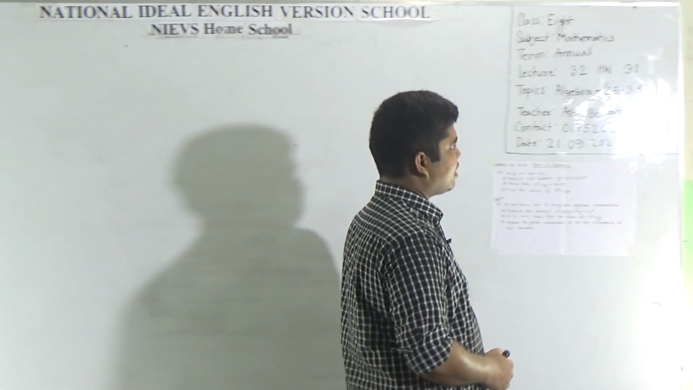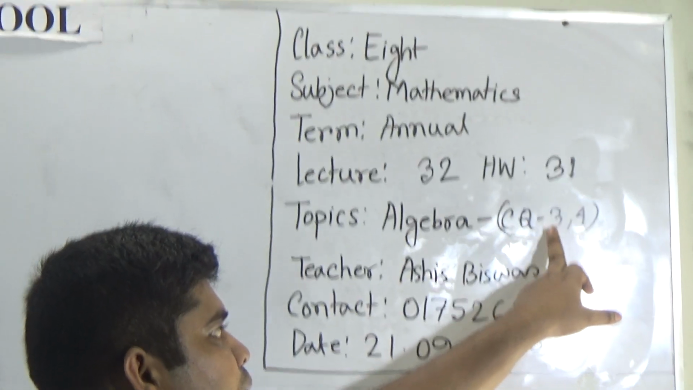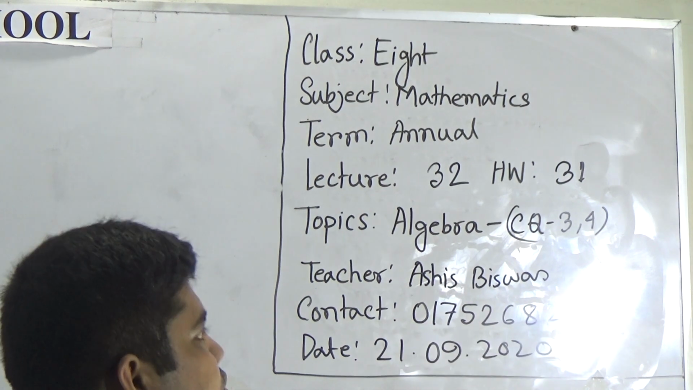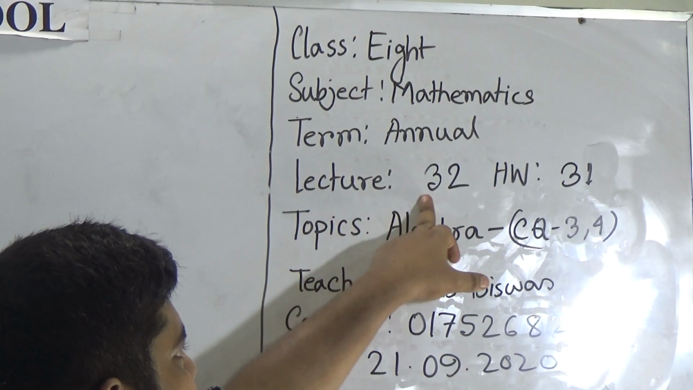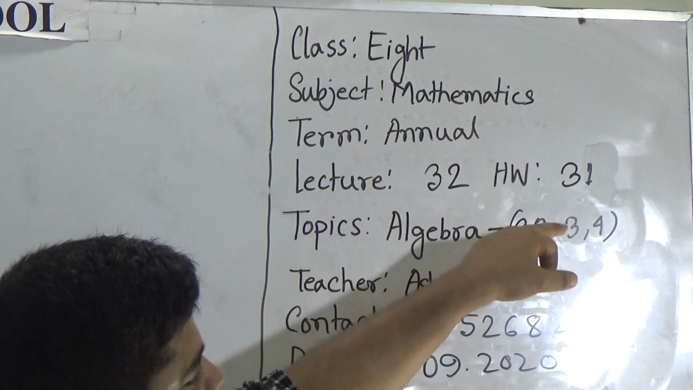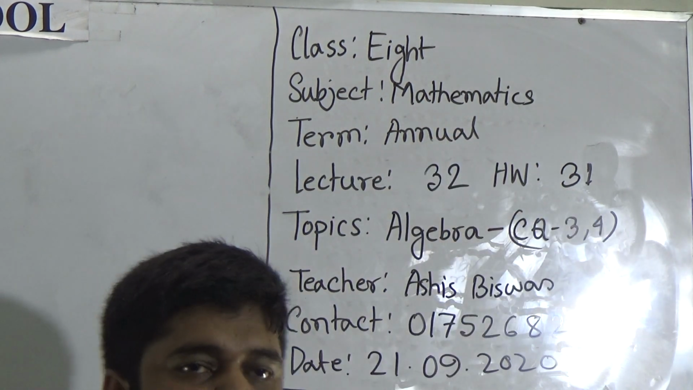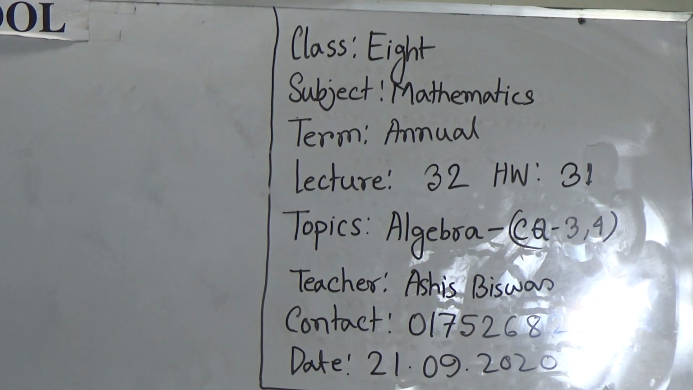My dear students, in our class we shall solve question number 4 as your CW and question number 3 will be your SW. So let us start our class. Today is our lecture number 32 of the annual term and today's SW number will be 31. So at first we read the question. Here, question number 4 first.